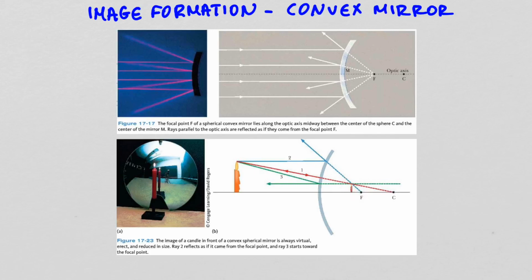Ray number 3 is incident upon the mirror, as if it is going towards the focal point of the mirror. And then upon reflection is parallel to the optic axis. So if I continue that ray behind the mirror, it will be parallel to the optic axis. So the three virtual rays behind the mirror intersect at this point, and that is the tip of the image of this object. And so I can then build the entire image.